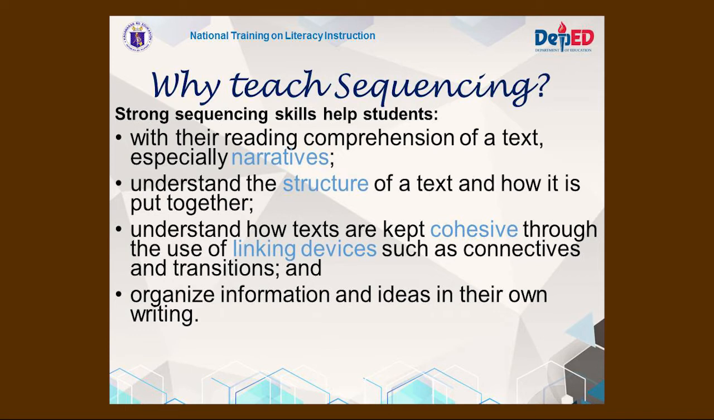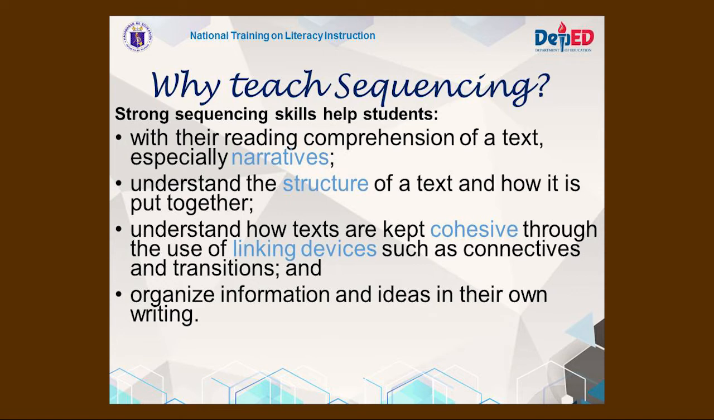What else? We also need to come up with their schema. That's very essential. So in sequencing, we don't just use narratives, but also informative text for the procedures and others. Understand the structure of the text and how it is put together. So yesterday, the structure was given to you. There are 10 text structures according to Barrett, and one of which is the chronology. So when we talk about sequencing, automatically, the text structure is chronology.